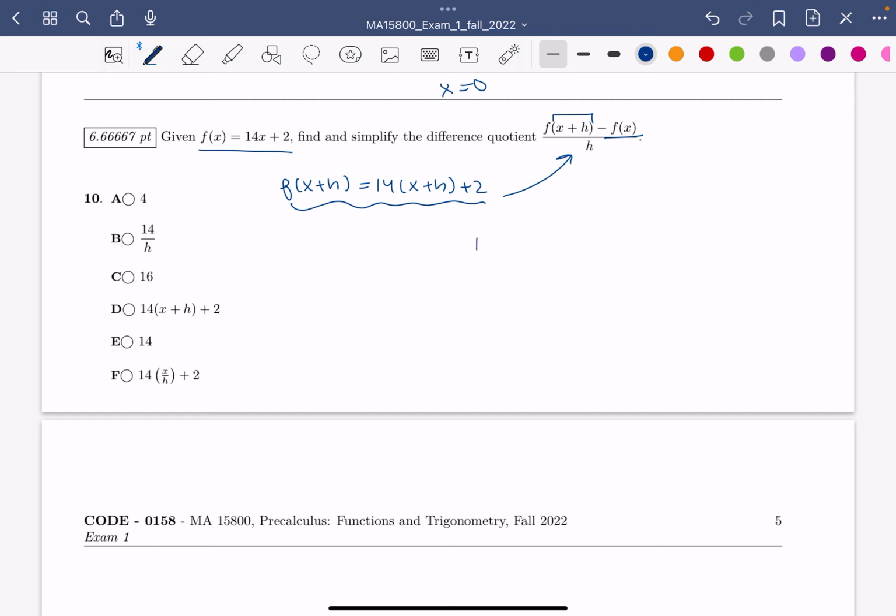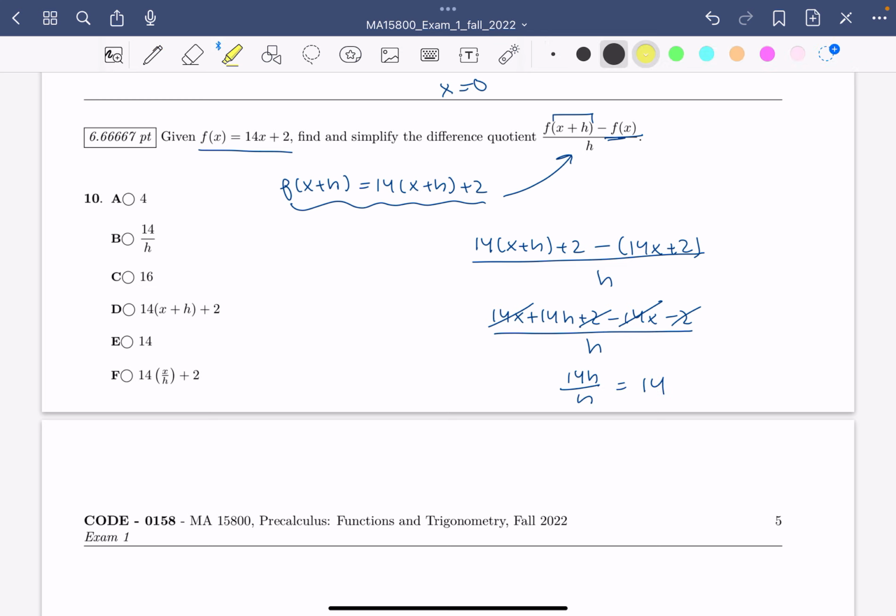If we do that, we get 14 times x plus h plus 2 minus f of x, which is 14x plus 2, all over h. Let's simplify. 14x plus 14h plus 2 minus 14x minus 2. Don't forget to distribute that negative sign, all over h. And then simplify some more. We can see that they're like terms. The 14x's cancel and the 2's cancel as well. So we are left with 14h over h, which equals 14, giving us an answer of E.